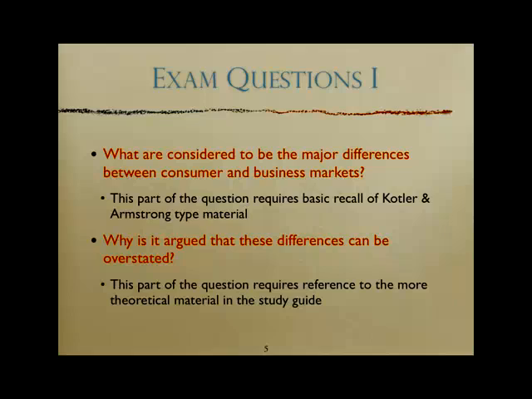The second part of the question is more challenging and refers to criticisms made by some marketing researchers who have challenged the orthodox view that there are clear differences between consumer and business markets. This part of the question is covered in the study guide, and the study guide also has references to specific journal articles where you can find more explanations of these arguments.